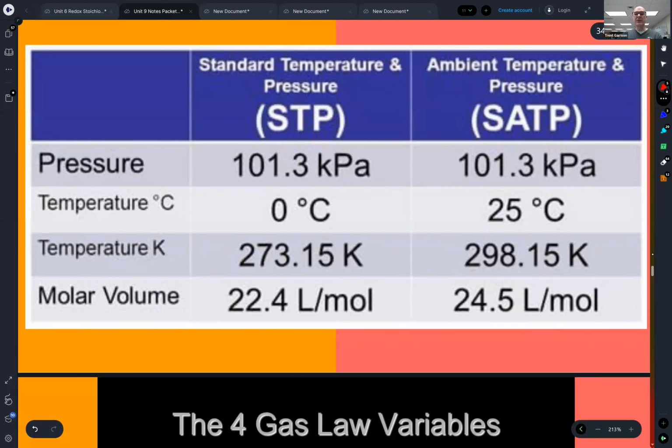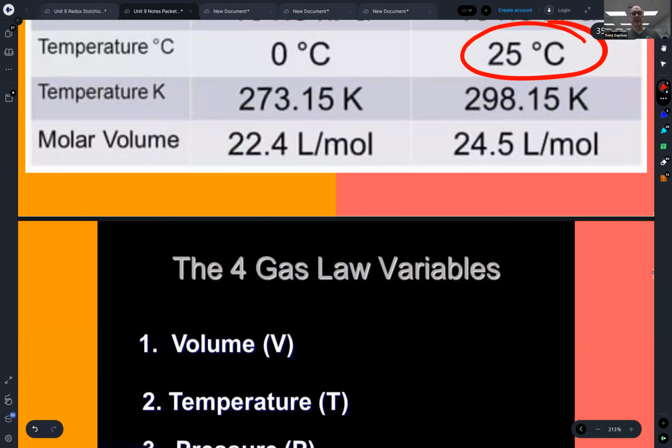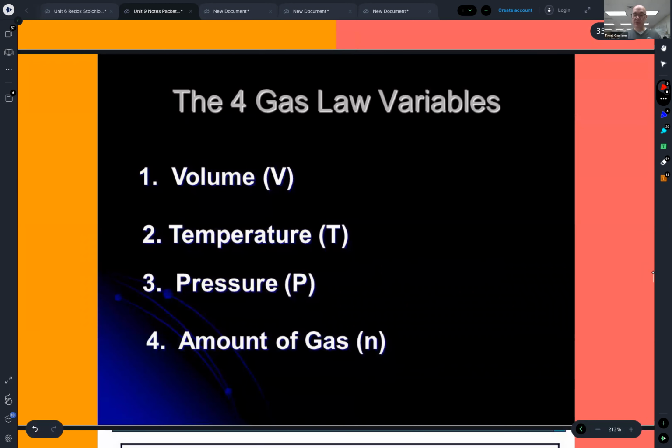Now, they have defined standard ambient temperature to be 25 degrees. So if they talk about a standard ambient temperature, you have to understand that that is not STP, that is 25 degrees. Now, taking all of this into account, these again are the 4 variables that we need to measure.